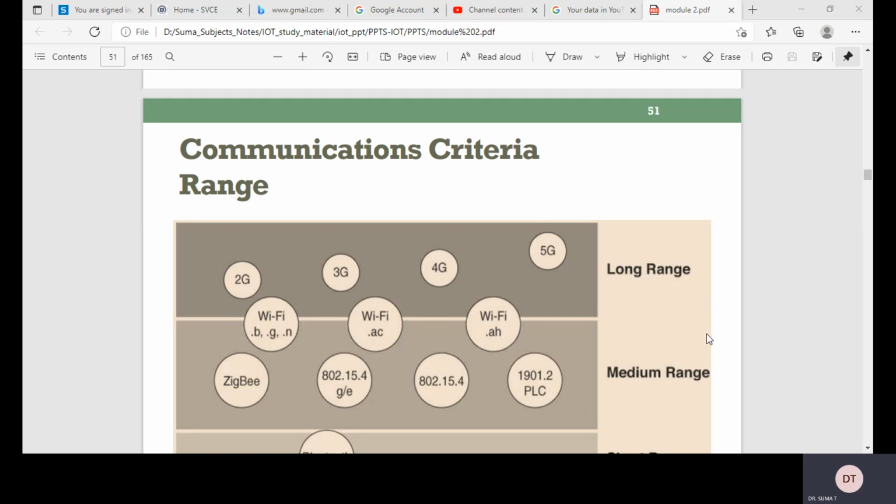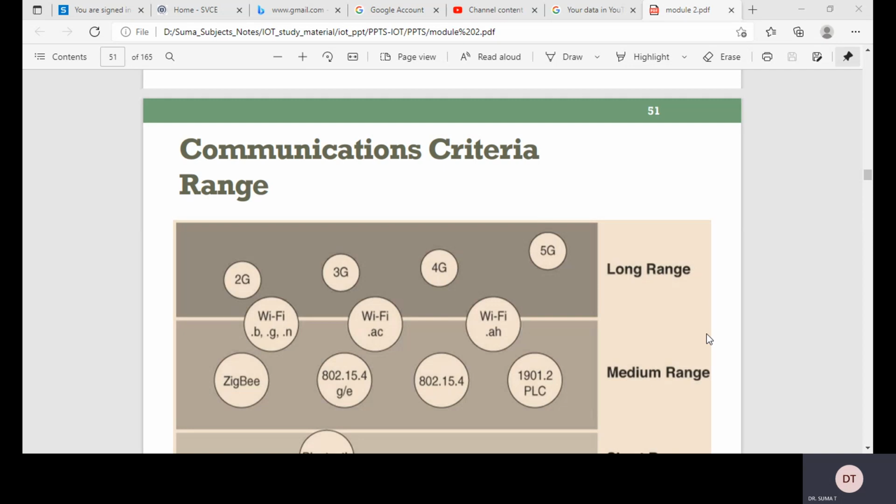Okay, so for the access technologies, we have the IEEE standard protocols, that is 802.15.4 and 802.15.4g, 4e, 1901.2a, 802.11ah, low power wide area networks, NB-IoT, and other LTE variations.